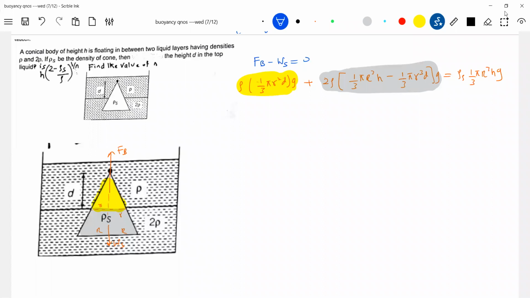So he is asking to get an expression for d. What are the unknown things? Did you notice? The small r and capital R are unknown things. Now how to eliminate them? Take help of a triangle. Okay, let's simplify. I think here pi g will get eliminated. So rho r square d plus 2 rho R cube h minus r cube d is equal to rho s R cube h. I think this much is what is available. So we have to get an expression for small d. That is our question.